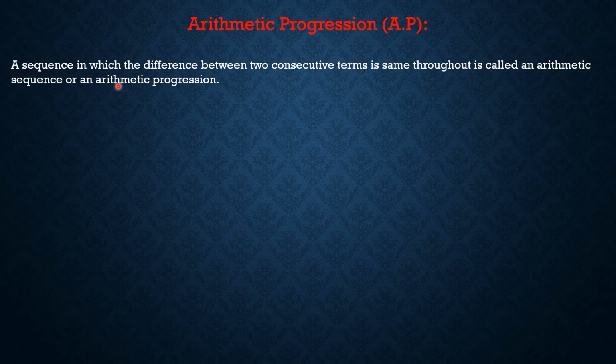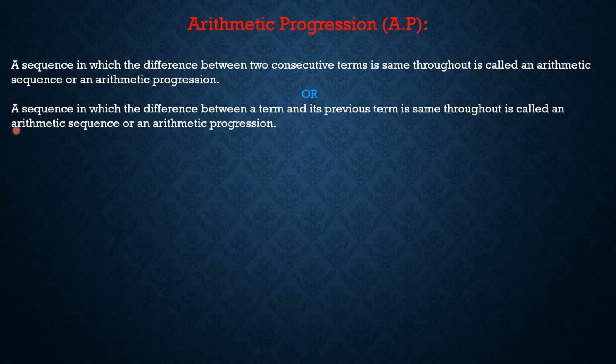A sequence in which the difference between two consecutive terms is same throughout is called an arithmetic sequence or an arithmetic progression. Let me give you two more definitions. Then through an example, I will try to clear the definition. So, a sequence in which the difference between a term and its previous term is same throughout is called an arithmetic sequence or an arithmetic progression.